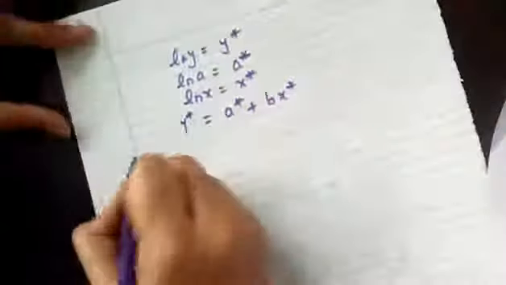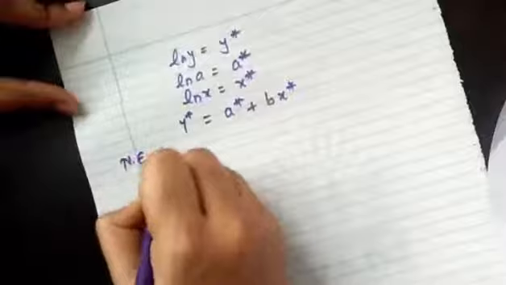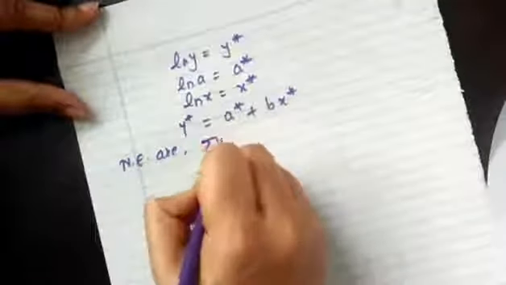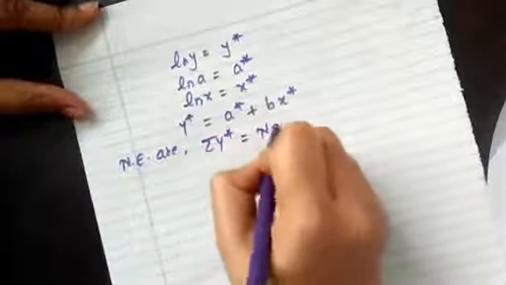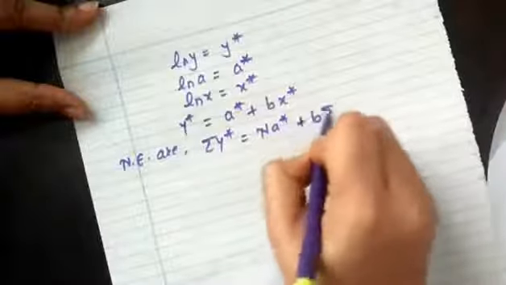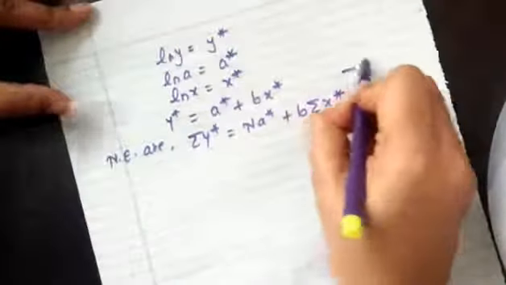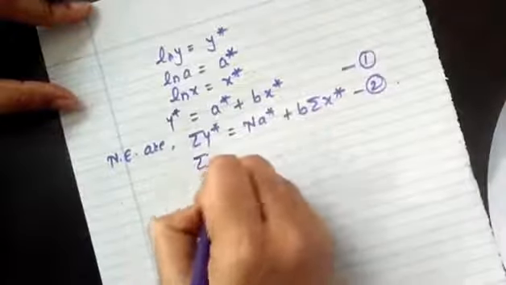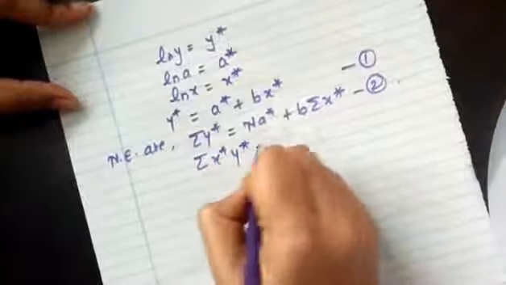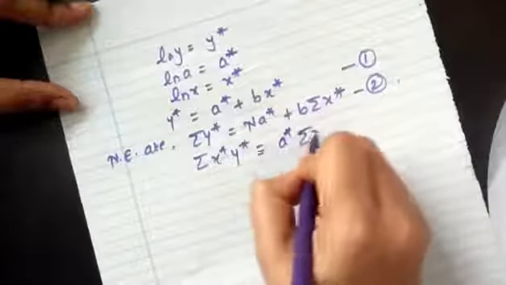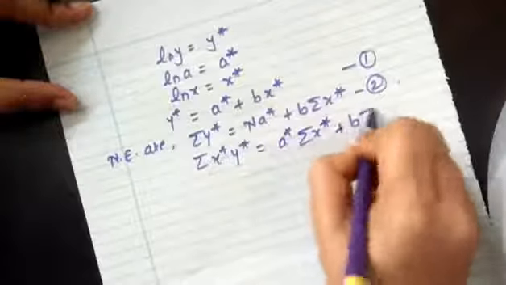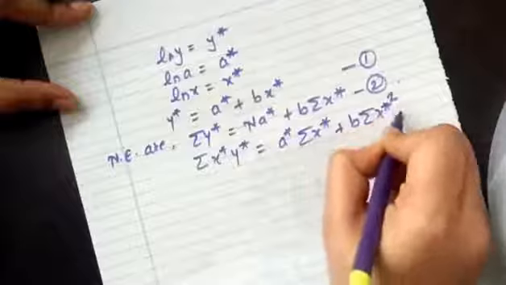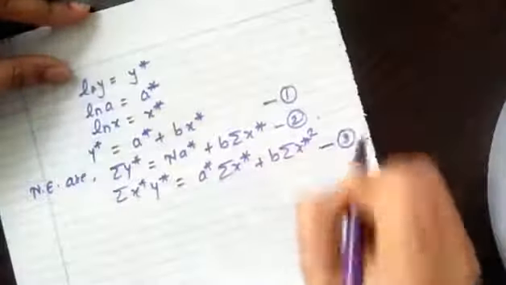Okay, we'll write its normal equations. The first normal equation is summation y star is equal to n a star plus b summation x star. This is equation 2. The next normal equation is summation x star y star is equal to a star summation x star plus b summation x star square. Say this is your equation number 3.